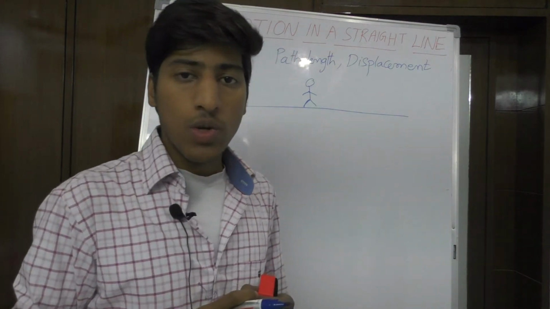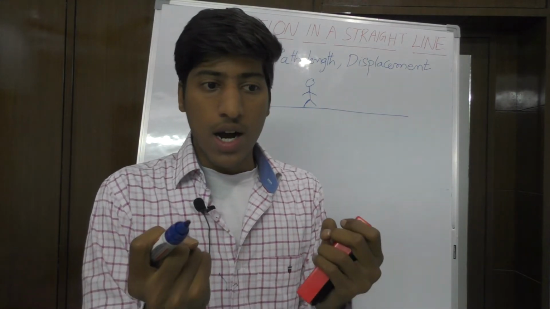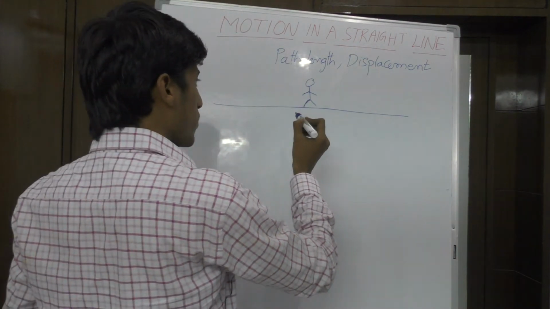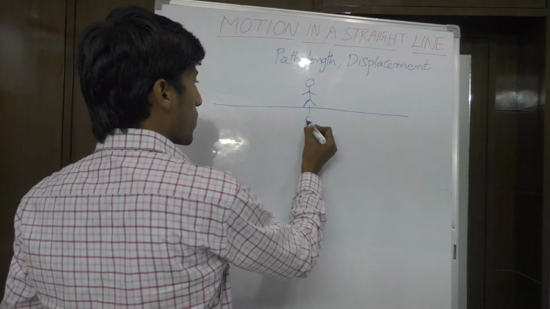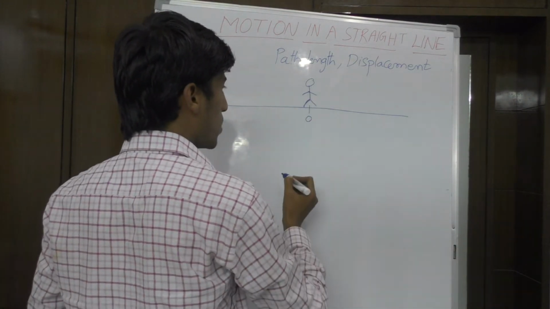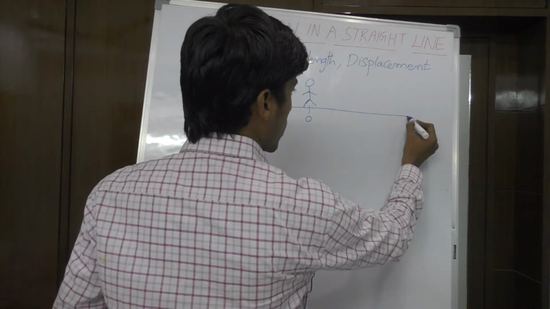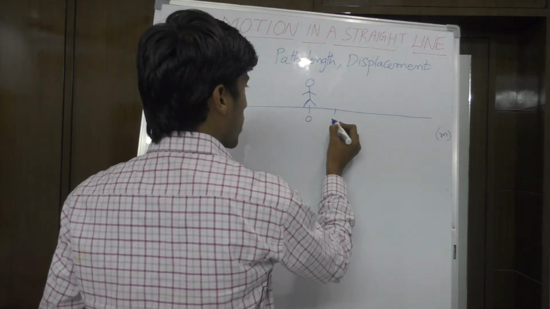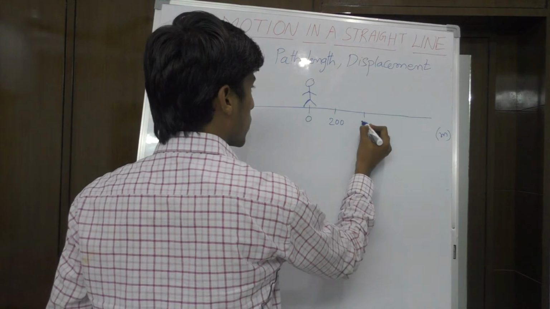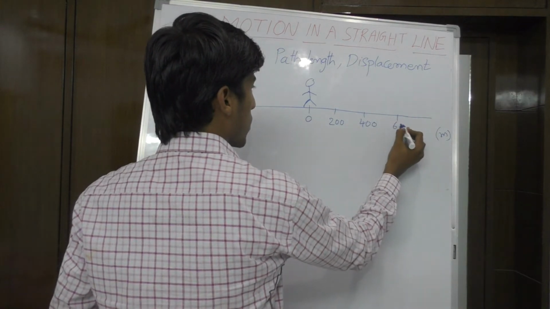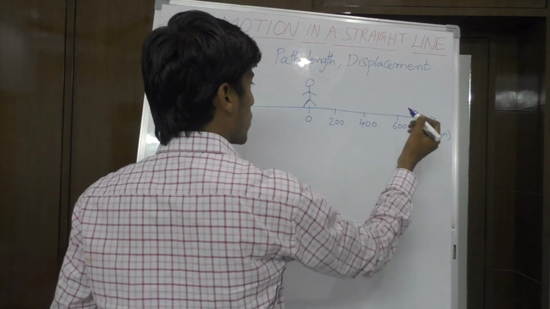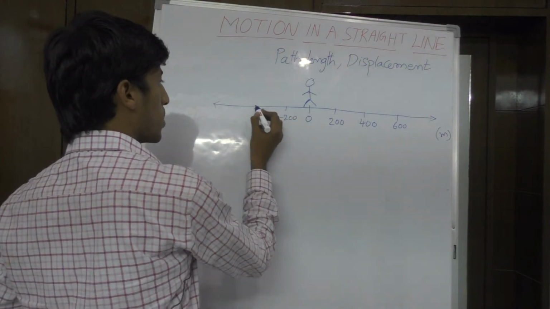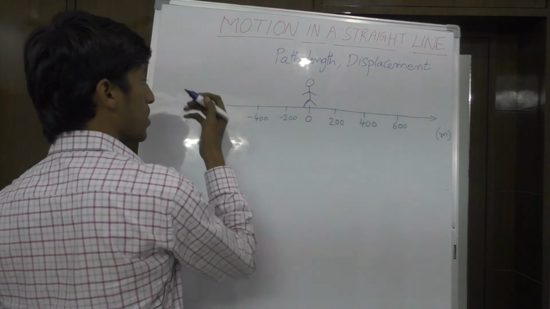Now I am taking the x-axis and attaching it on this road in such a way that the origin of the x-axis coincides with the position of that person. This is the origin O, and I will take the units of this x-axis as meters, distance, and each unit I will consider as 200 meters. This is the positive direction and this is the negative direction. So minus 200, minus 400, like this it continues.